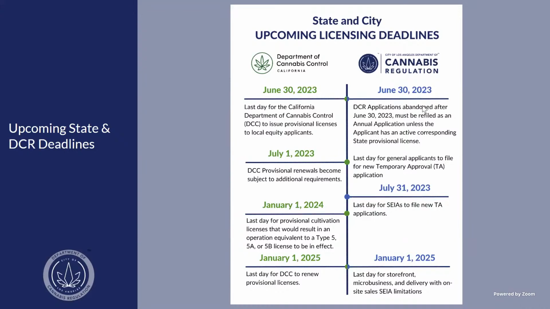For DCR, any application that's abandoned after June 30th of 2023 must be refiled as an annual application unless you have an active state provisional license. June 30th is also the last day for general applicants to file for a new temporary approval application. July 31st is the last day for social equity individual applicants to file for a new temporary approval application. After that, all applications will have to be filed as annual applications.